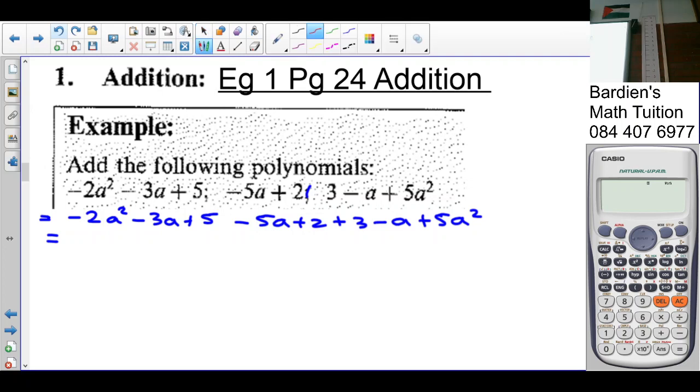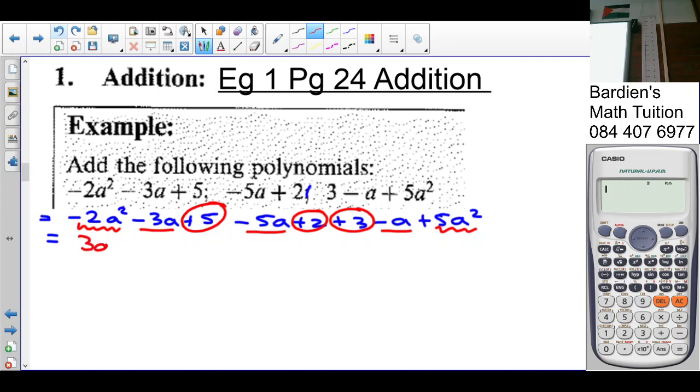Alright, so negative 2a squared is a like term to which one? 5a squared. Negative 3a, negative 5a. You got 5, 2 and 3. You all agree with that? So what is negative 2a squared plus 5a squared?